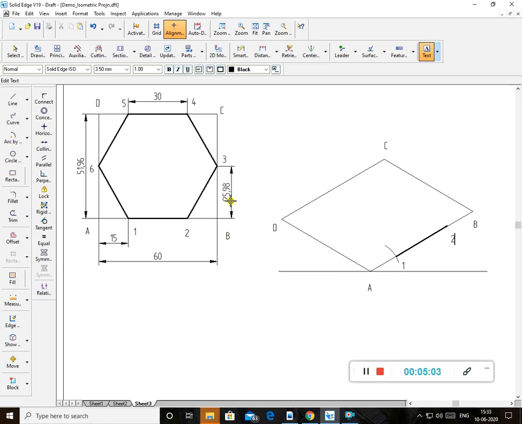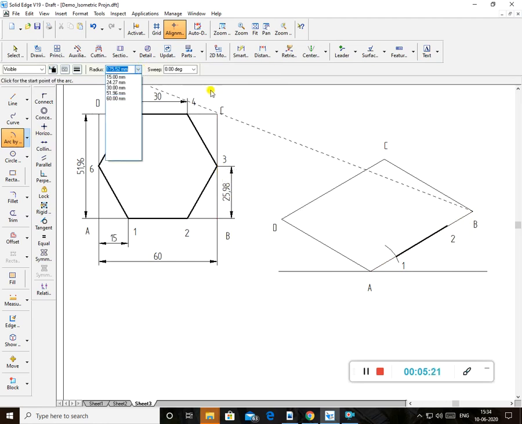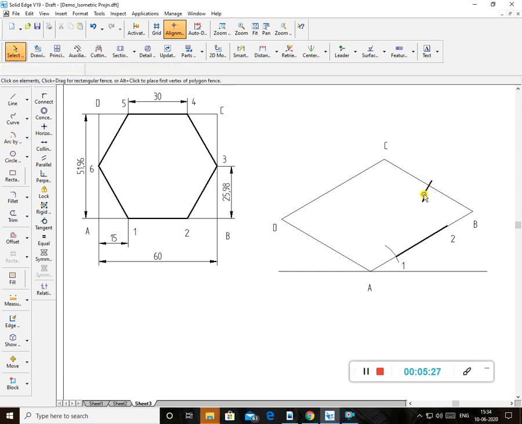Now 3 is the midpoint of BC. Even if you don't use the arc command or set the compass, you can easily get the midpoint, but set the compass to half of that. From B to 3 is 25.98 when you're doing it manually. You draw the arc this way, and I'll make it light. This is our third point.